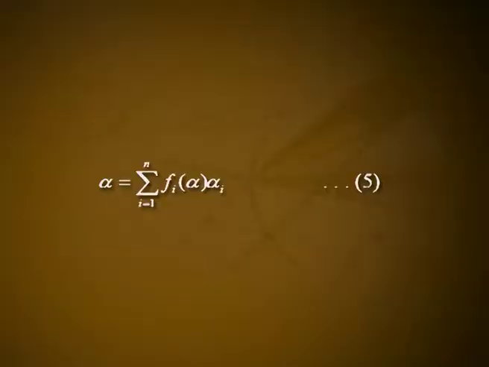Theorem 1. Let V be a finite dimensional vector space over the field F and let B = {alpha_1, ..., alpha_n} be a basis for V. Then there is a unique dual basis B* = {f_1, ..., f_n} for V* such that f_i(alpha_j) = delta_ij. For each linear functional f on V, we have f = sigma i = 1 to n of f(alpha_i) into f_i, equation 4. And for each vector alpha in V, we have alpha = sigma i = 1 to n of f_i(alpha) into alpha_i, equation 5. Definition. The basis B* = {f_1, ..., f_n} mentioned in theorem 1 is called the dual basis of the basis B.